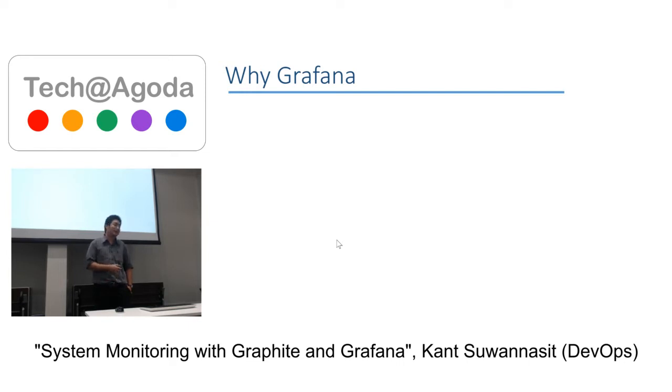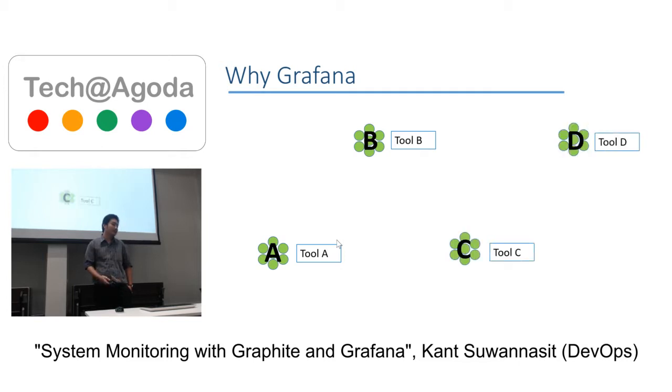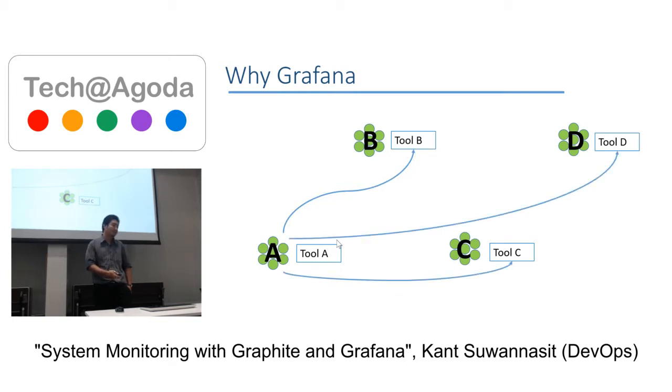On my first day, the situation was supposed to be like this. Team A tried to build their own monitoring with tool A. Team B also built their own tool B. Like Team C and Team D, they also built their own tools. So when Team A wants to monitor with Team B, they have to install the tools from Team B, and Team C and Team D.